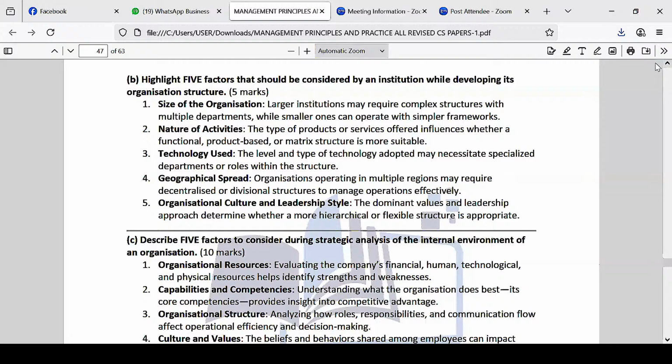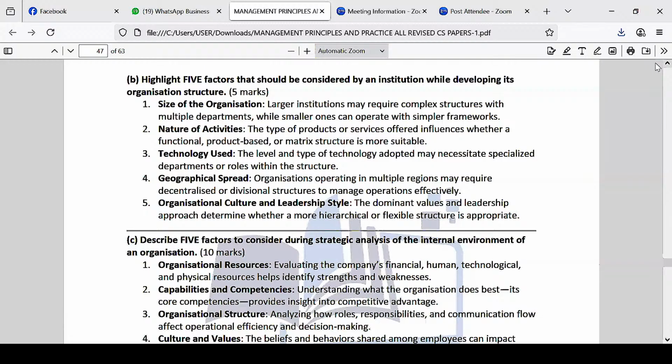Then number 3 is what? Technology use. The level and type of technology adopted may necessitate what? Specialized departments or roles within the company. Technology is very important, basically. And technology has been able to collapse most of the vertical company structures. So nowadays you can communicate through, that's why you see even in some of the WhatsApp groups, you find that the dean of the school of business, the HOD, and lecturers, senior lecturers are all there. So basically if we discuss an issue in that WhatsApp group, it means the levels are being bypassed. But if we didn't have a WhatsApp group, and I want to discuss an issue that touches on the DVC, then basically I have to go through the HOD and all those things, the formal structure.